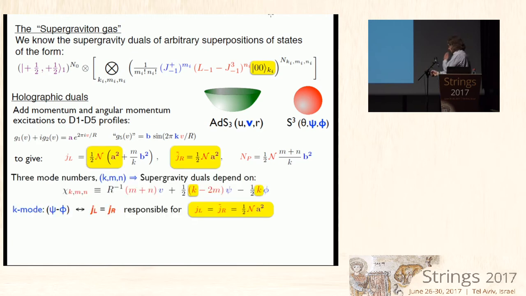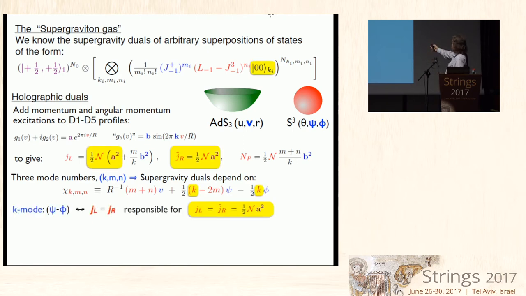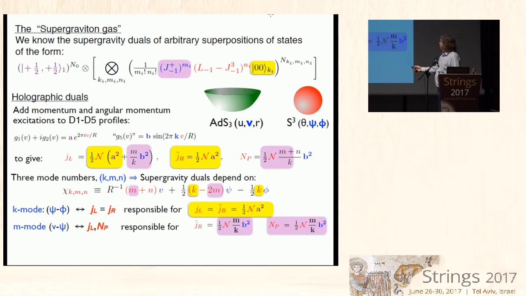So you can track exactly what happens. I've highlighted this with all these colors. The K here controls these modes and the vestigial remnant of the original piece of the string, also supertube, and they have a little bit of angular momentum in the space. The next mode is the M mode. It's this guy here. It contributes to the momentum, it contributes to the angular momentum, and it turns up here and here as a result.